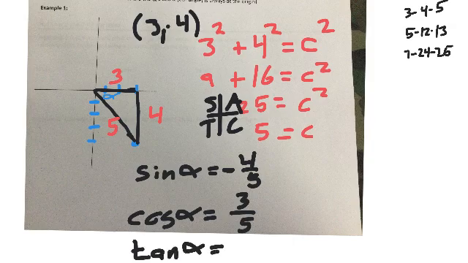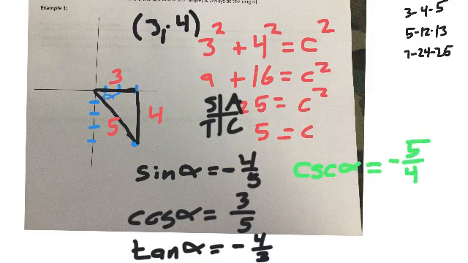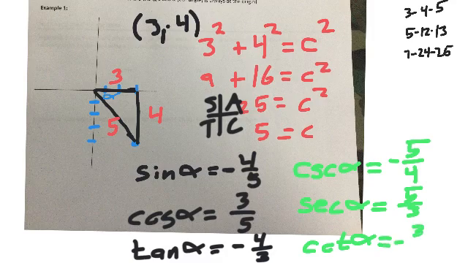Tangent of this angle. I'm in the fourth quadrant, so cosine is the only positive one, so tangent is going to be negative. Tangent is the opposite over the adjacent, so that would be negative 4 over 3. And now to find the other ones, I always just did the reciprocal. So the reciprocal of sine is cosecant. So cosecant of alpha would be negative 5 over 4. Secant of alpha is going to be positive 5 over 3. And then cotangent of alpha is going to be negative 3/4.